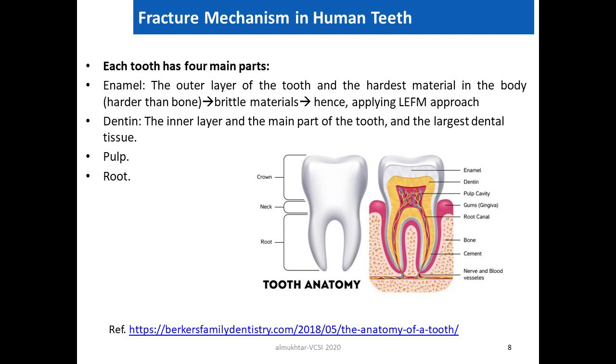The human tooth has four main parts. The first part, enamel, is the outer layer of the tooth and the hardest material in the body. It's even harder than bone. Therefore, and because it's mostly brittle, we can apply the linear elastic fracture mechanics approach. Then we have dentin, the inner layer and the main part of the tooth. Then we have the pulp, and finally the root.